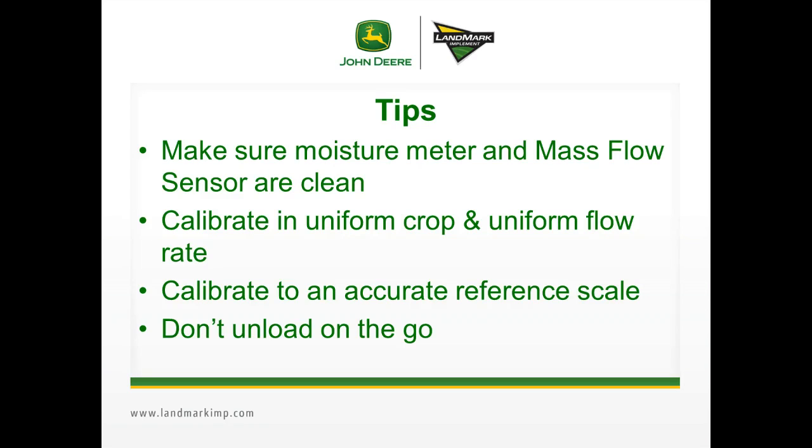We want to calibrate in a uniform crop. So we want to avoid calibrating when we are opening the fields or turning at headlands. We also want to calibrate at a uniform flow rate. So we want to pick a speed and stick to that speed throughout the calibration. We want to calibrate to an accurate reference scale, whether it be a grain cart that's accurate or the elevator scale. Also, we do not want to unload on the go.